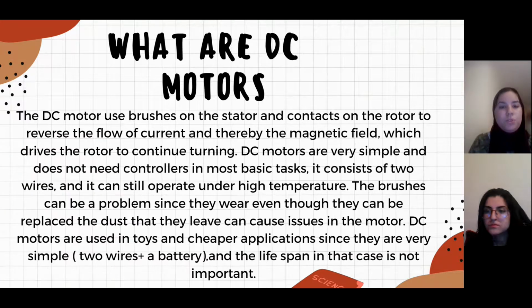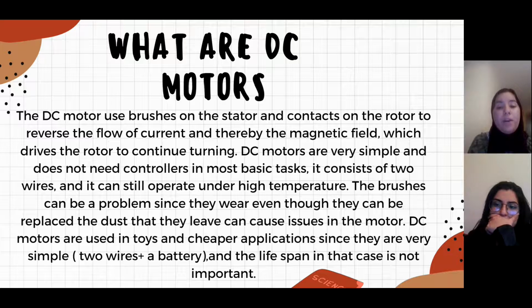Moving on to the DC motors. The DC motors use brushes on the stator and contact on the rotor to reverse the flow of current and thereby the magnetic field, which drives the rotor to continue turning. The DC motors are very simple too, and do not need controllers. They are indeed much simpler than the AC ones. In most basic tasks, it consists of two wires and it can still operate under high temperature. The brushes can be a problem since they wear out, and though they can be replaced, the dust that they leave can cause issues in the motor.